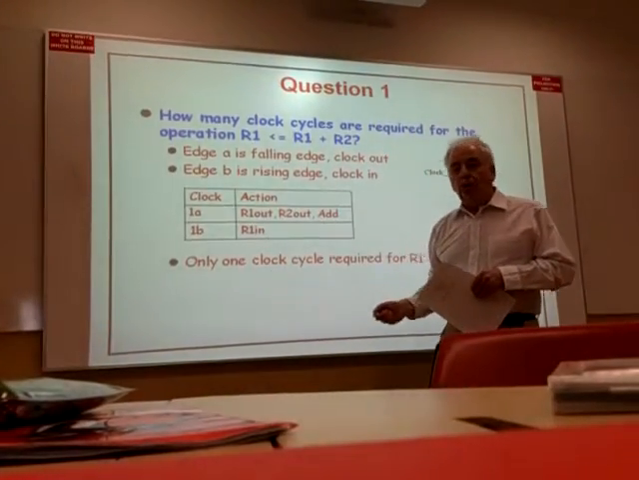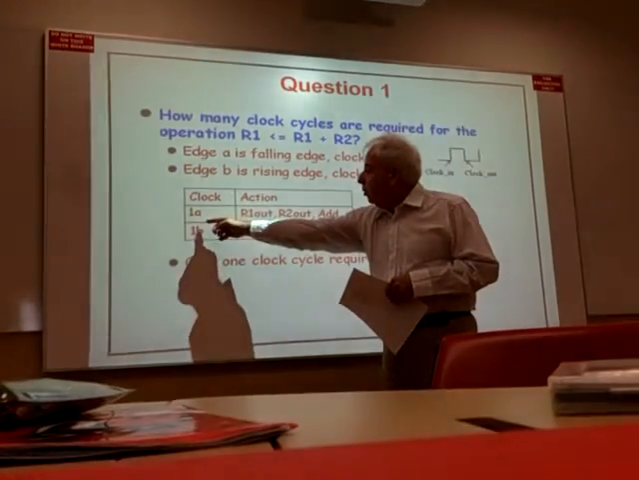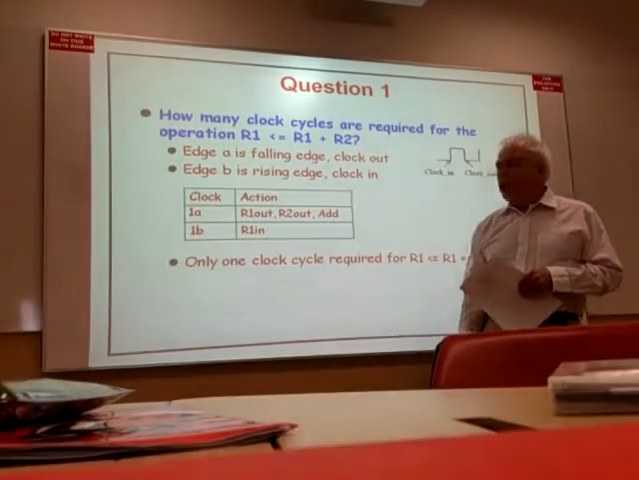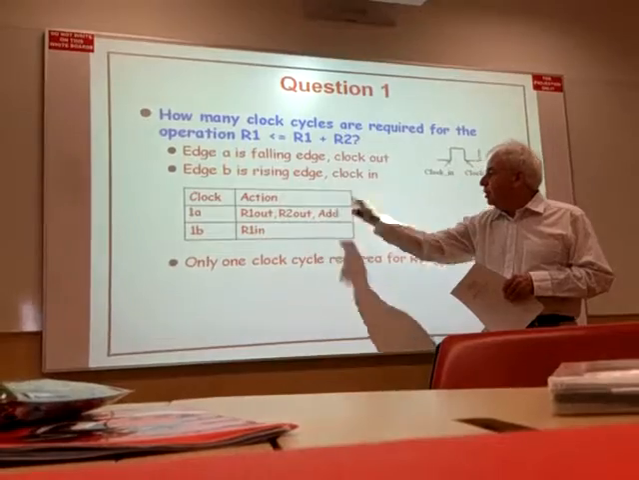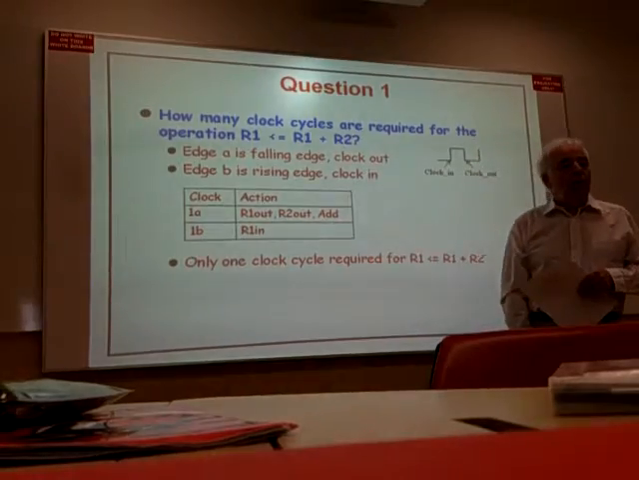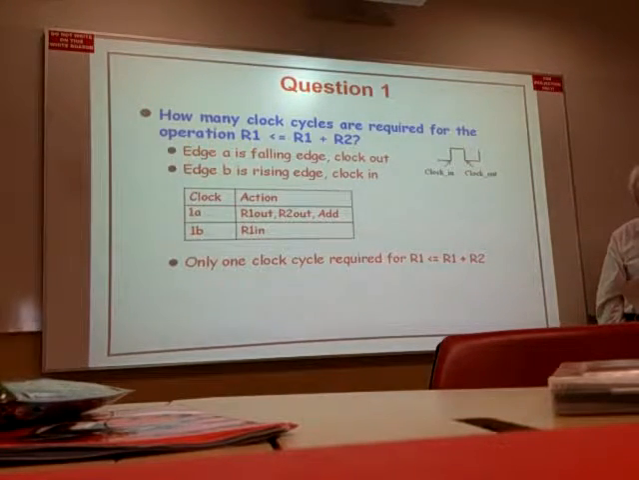We can write this as a table, where we have the clock and the action. So for each clock cycle, we have the falling edge and the rising edge. For this example, on the falling edge, we can output the values of the register to the accumulator, perform the addition, and then on the rising edge, put the result of the addition back into register 1. So for this instruction, we only require one clock cycle.